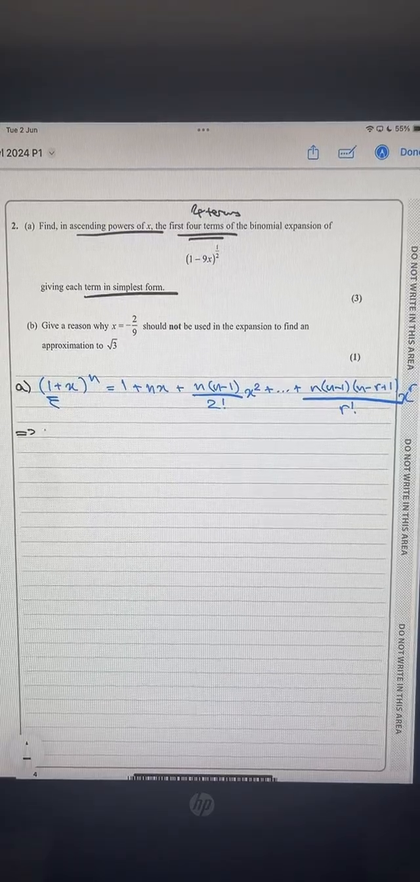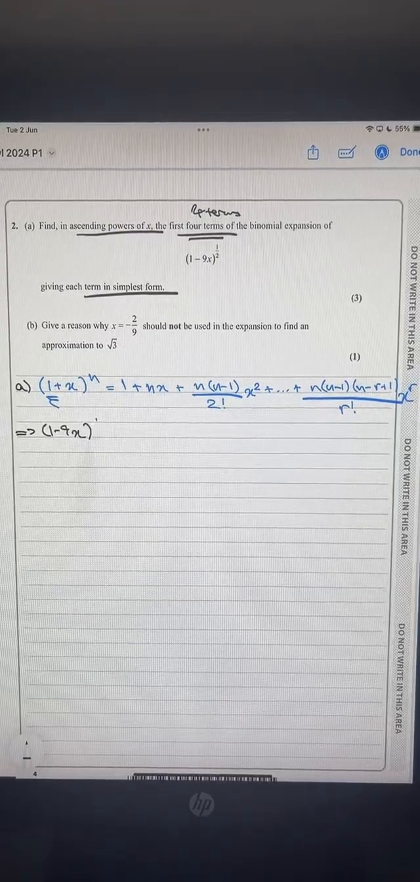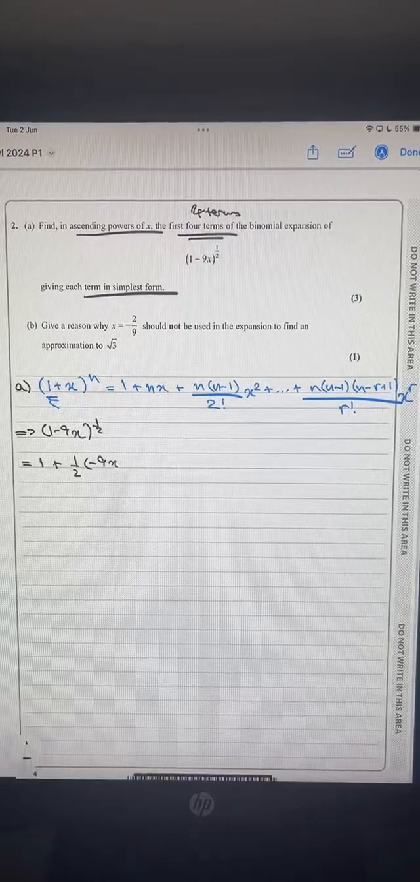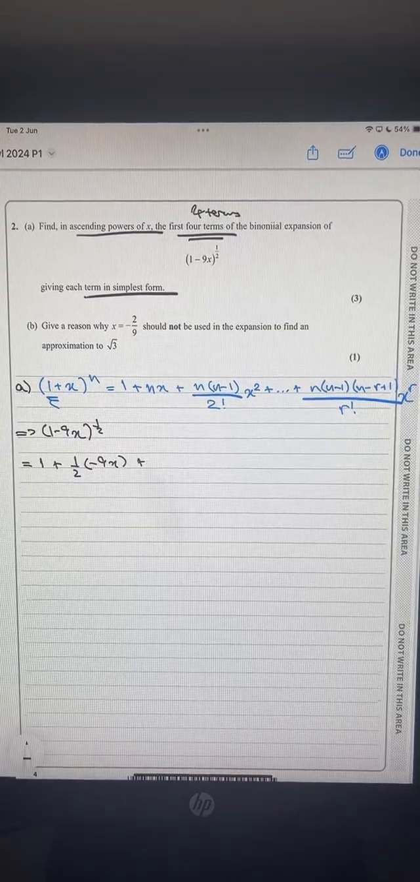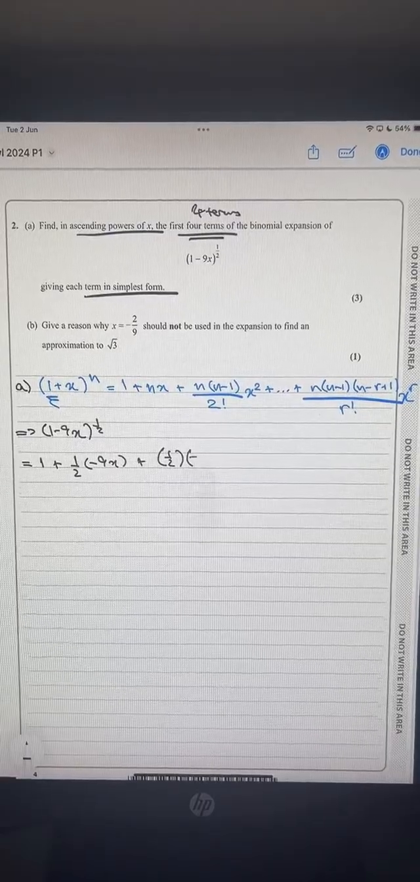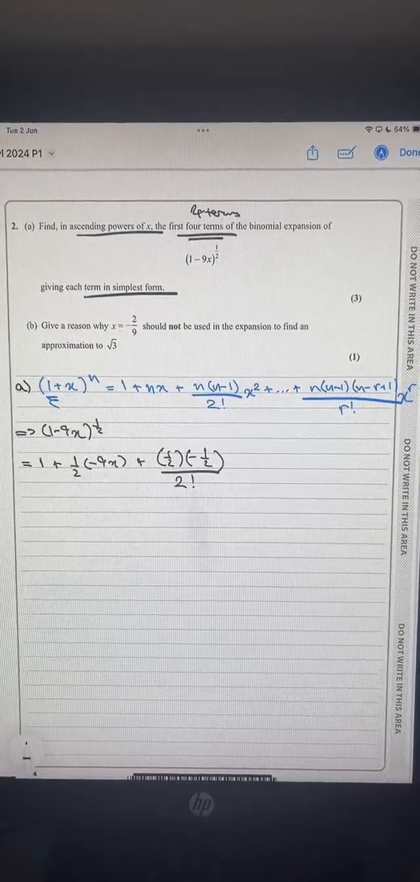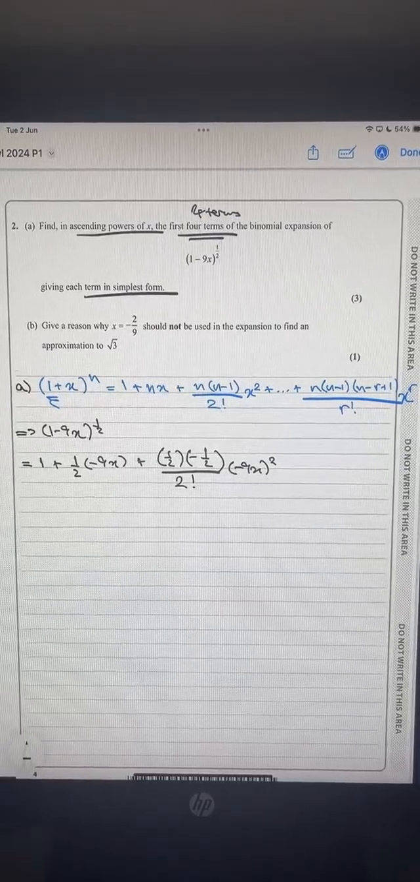So we have 1 minus 9x to the power of a half. That's going to be equal to 1 plus nx, which is a half, times negative 9x. You take whatever is with your x. You don't have to memorize this formula, Wolfie. Oh wait, you're doing GCSEs. Yeah, this is not a formula you have to memorize. But if you're doing the STEP maths exam, you will potentially have to memorize this. And then plus a half times minus a half divided by 2 factorial times minus 9x, put the whole thing in your squared.